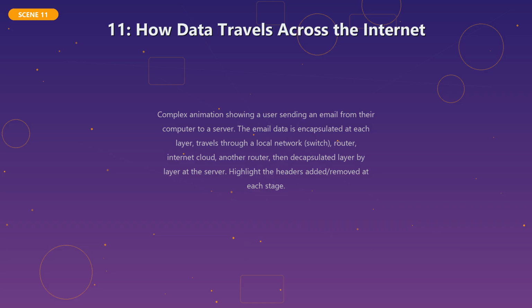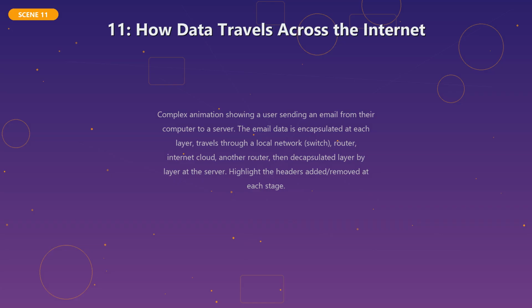Arrival at destination. Once the packet arrives at your friend's mail server's network, the process reverses. 1. Network access layer, server. The incoming electrical signals are converted back into frames. The data link header is stripped off, and the IP packet is extracted. 2. Internet layer, server. The IP header is examined to confirm the destination IP address matches the server. The IP header is then removed, revealing the TCP segment.